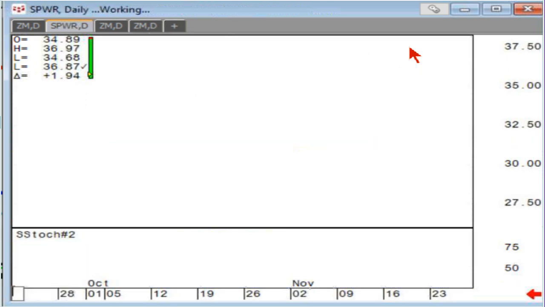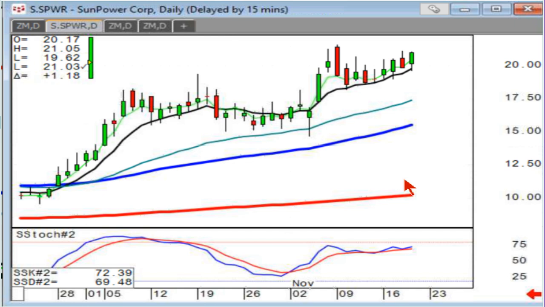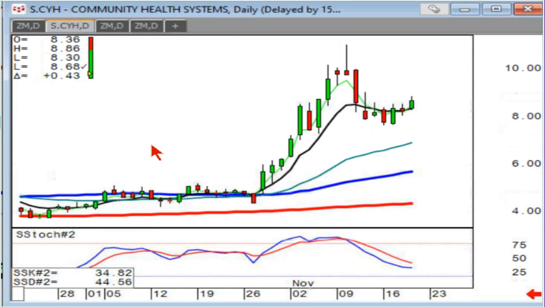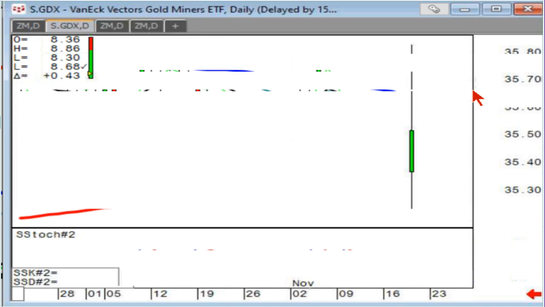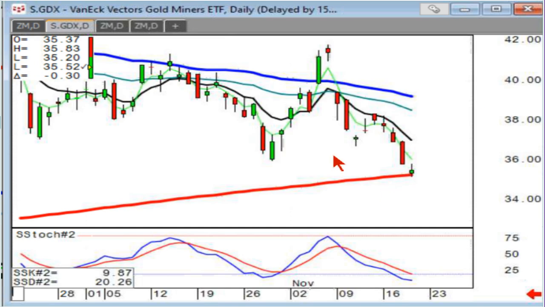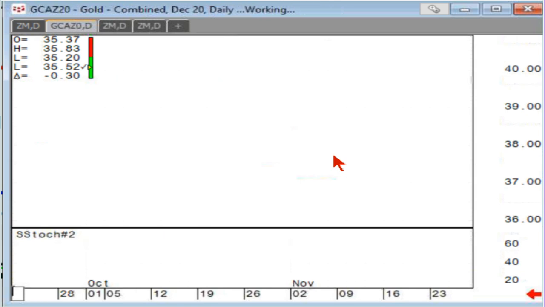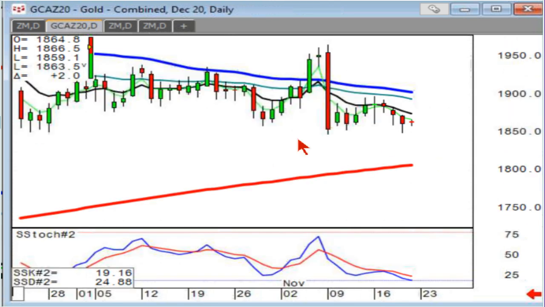SPWR is one of the J-hook type pattern setups. Same thing with CYH, another J-hook pattern setup. The gold index or gold, that's still heading lower. Gold right now is still heading down.